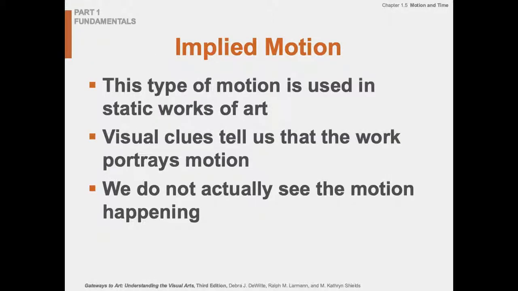So implied motion is the first one we're going to start with, and that's usually in static works of art. So it's not actually moving, it's completely frozen in time, but we see certain visual cues like diagonals, which we're about to look at. So we don't actually see the motion happening, but there are visual clues.